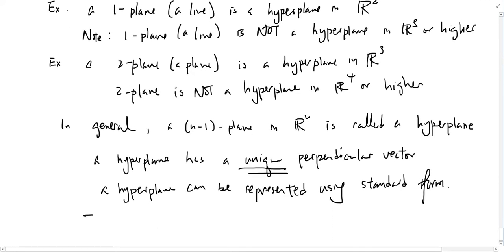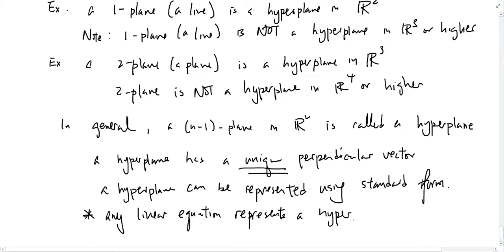And of course, if you put one and one together, you should notice this is the important concept I want to show you. Any linear equation represents a hyperplane. Meaning for all the linear systems that we're doing, we are actually looking for the intersection between hyperplanes of whatever dimension we're in.